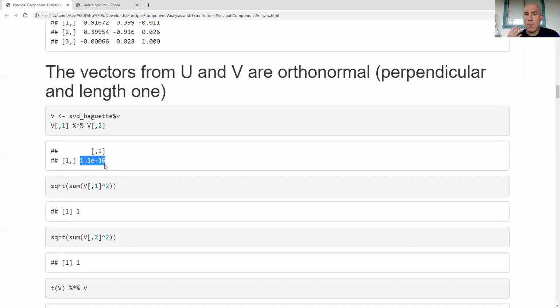Remember, computers have a finite amount of memory. There is always a round-off error going on, even if you don't see it. Now, if I take the length of a vector, remember that's all the entries squared, added up, then the square root. It's the Euclidean norm. You'll notice I get length 1. If I do it again for another vector, I get length 1.